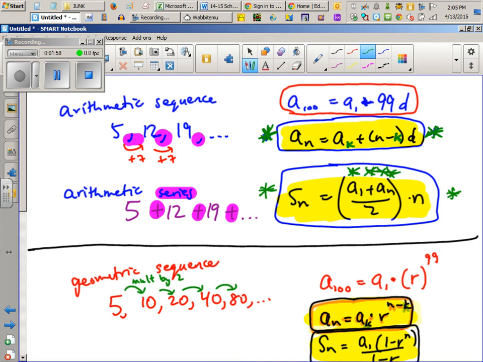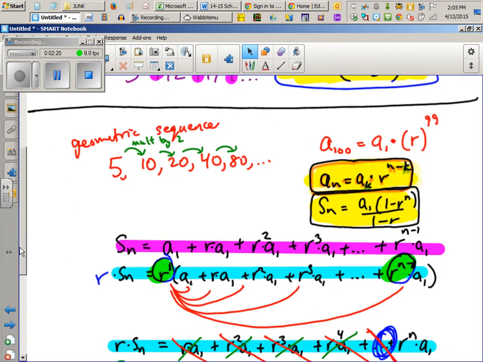I just want to remind you that sometimes you actually need to use the first formula here to get a sub n. So that happens sometimes. If you don't know a sub n, you might have to find a sub n before you can find the sum of the first n terms. Okay, geometrics are similar in concept, but not in practice.